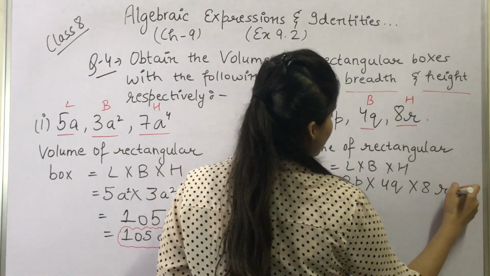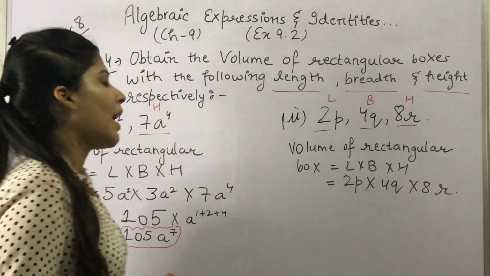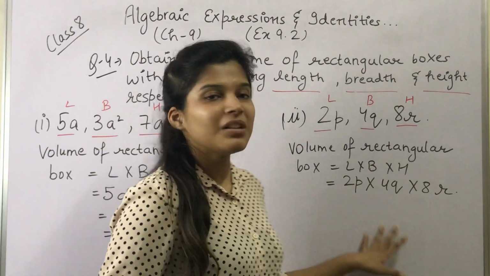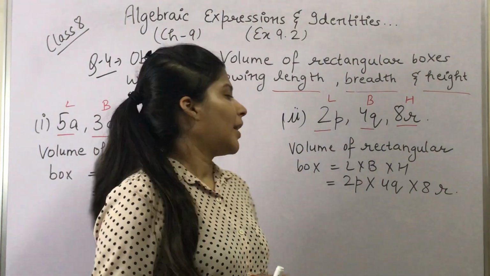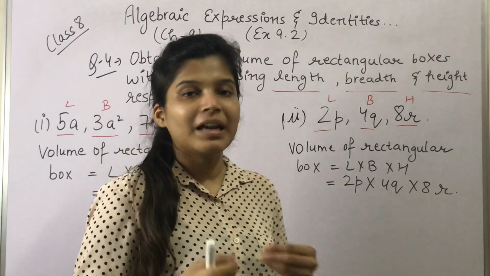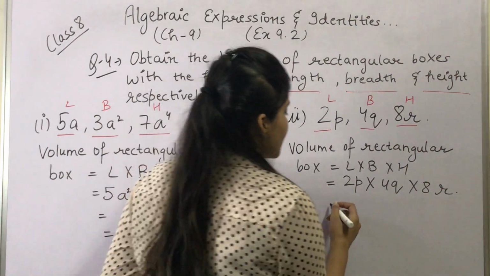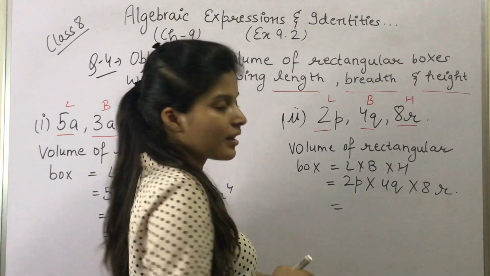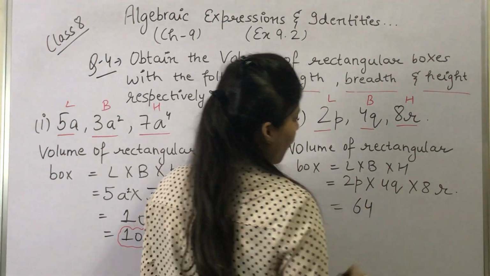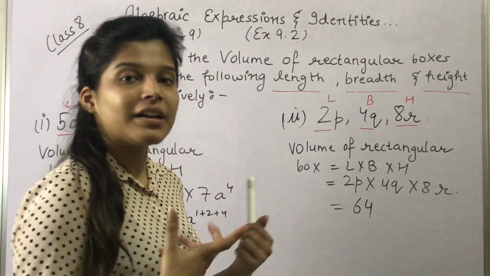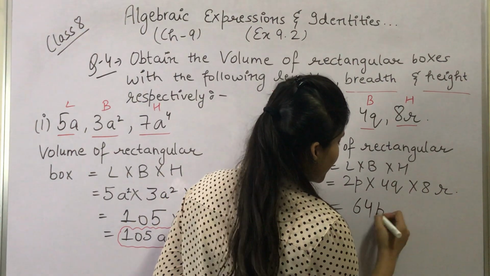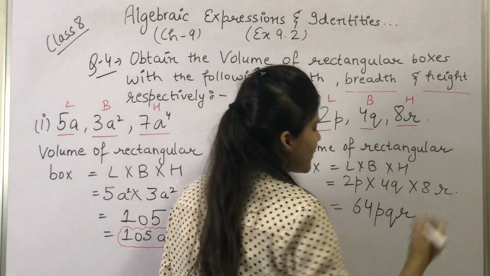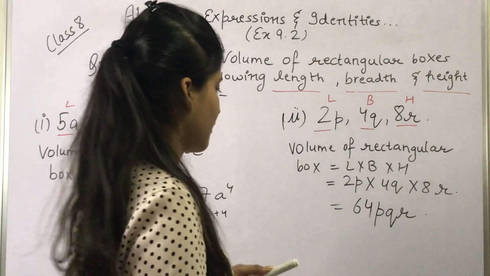Right? So now we have the variables are not same, right? But we have numerals. तो पहले हम numerals को multiply करते हैं. So it will be 2 4s are 8 and 8 8s are 64. Now P, Q and R as it is नीचे copy हो जाएंगे P, Q, R. So this is the answer.